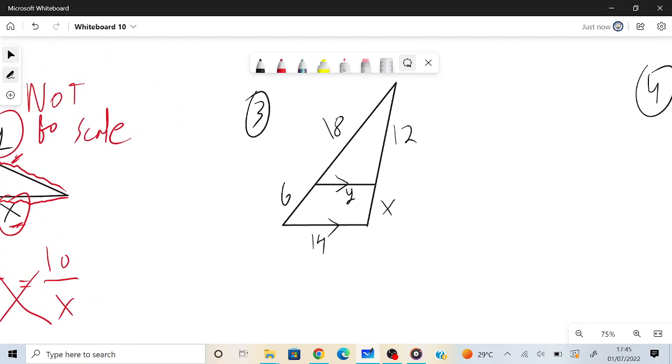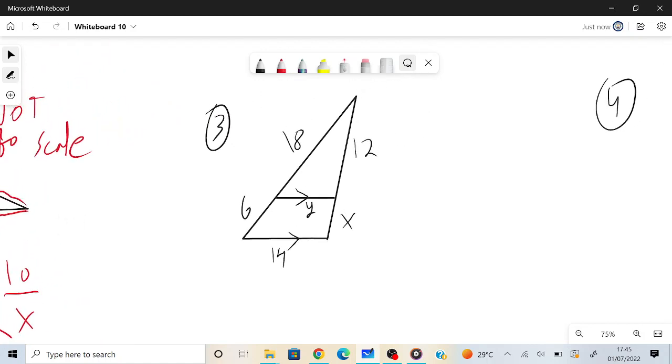Right, so on to the next one. Question number 3. So this one, I only have one triangle, but we need to bisect this triangle in order to get the others. We know from this point to this point is 12. From here to here is x. From here to here is 14. From here to here is 6. And from here to here is 18.